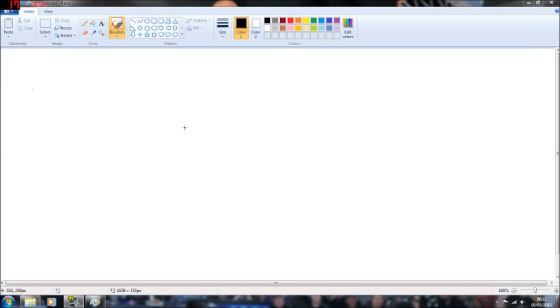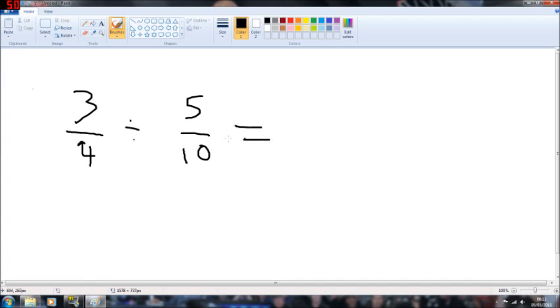Now secondly, how to divide fractions. So if you have 3/4 divided by 5/10, what you do is you always flip the second fraction. So it would be 4/3 times 10/5.